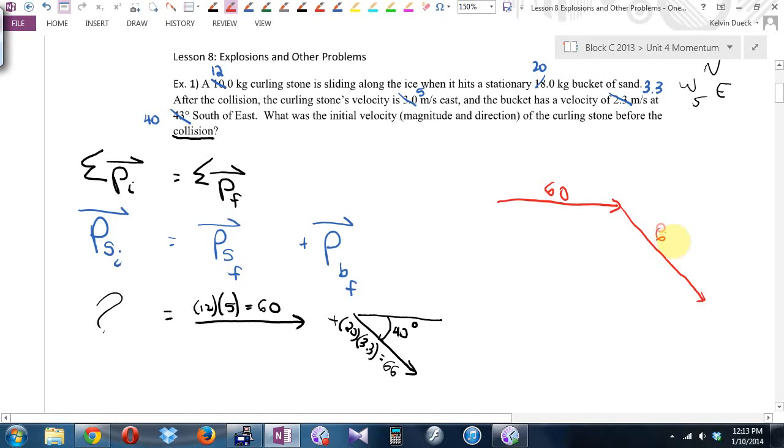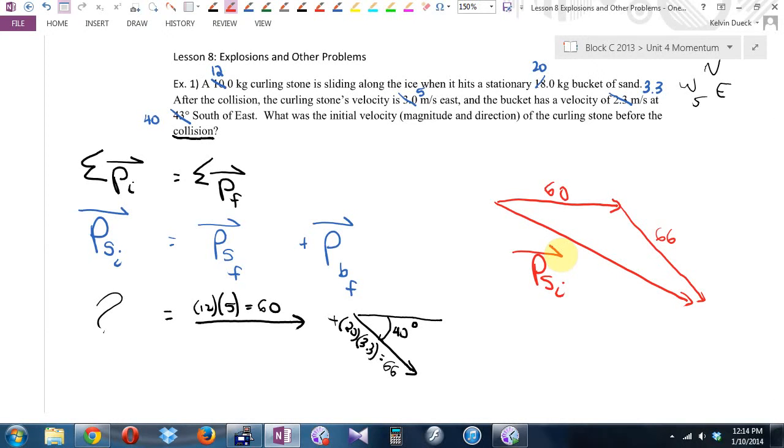66. So the resultant is that, and I guess that must be what the stone came in at. Yes? Good. Try the rest on your own. I'm going to do it slowly. If you get stuck, you can look up, but see if you can get the whole thing, all the way up to and including the direction.